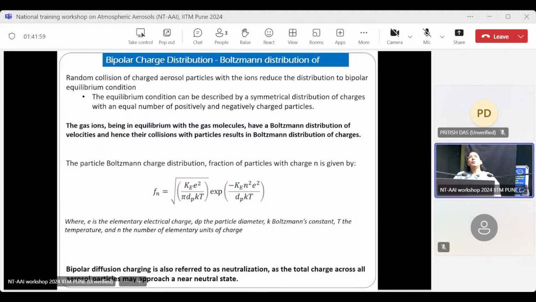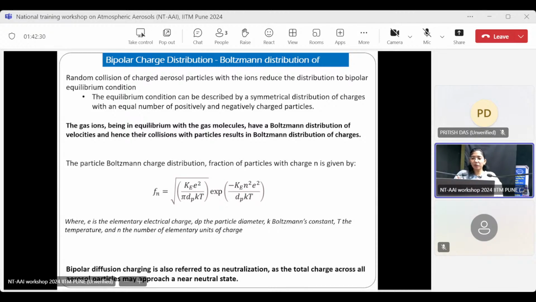What was proposed is that diffusion charging is because of collision with ions. What are these ions? They are gas ions, and gas ions follow the Boltzmann distribution of velocities. So the Boltzmann distribution of velocities was extended to charge to determine a distribution, and they hypothesized that there is an equilibrium condition which will be reached after a while.